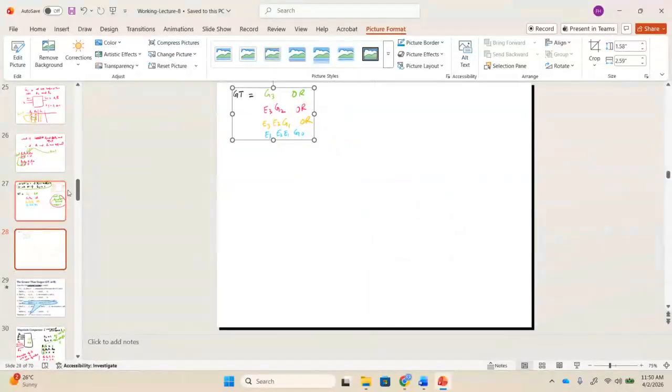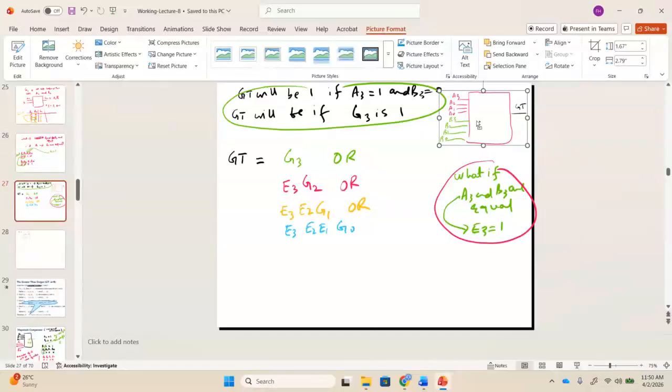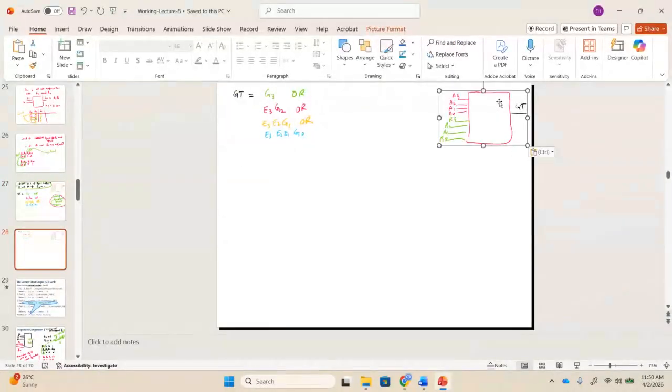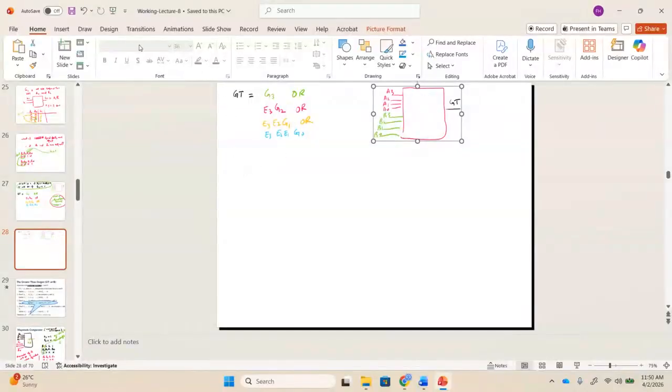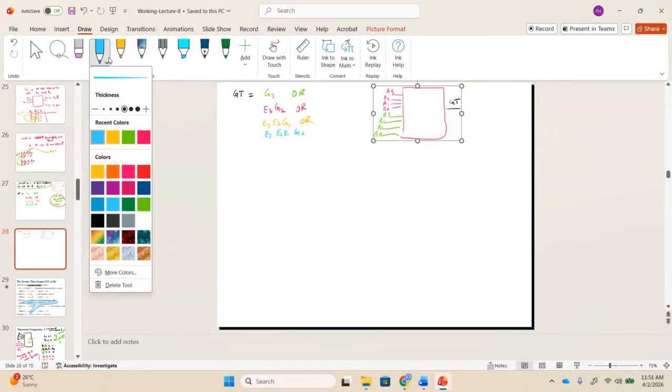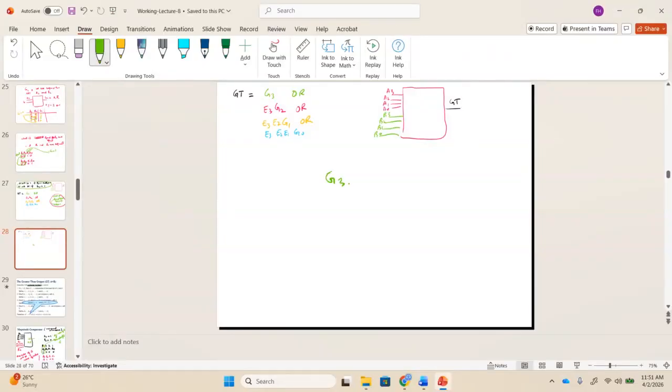And please remember what I'm going to do now. While finding the whole expression, we want to find the whole expression. Now, since we are using GT, what is GT? GT is now G3. Please remember now we want to draw it, and I'm using the green color for this. So now we have G3.